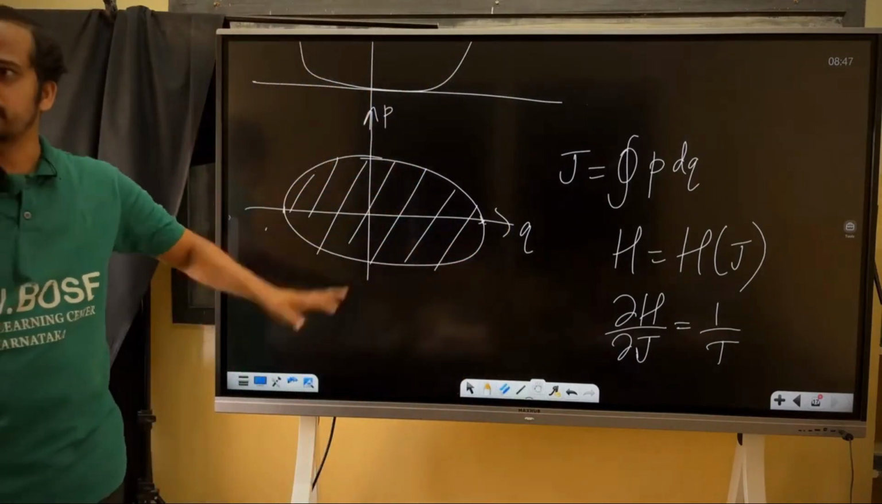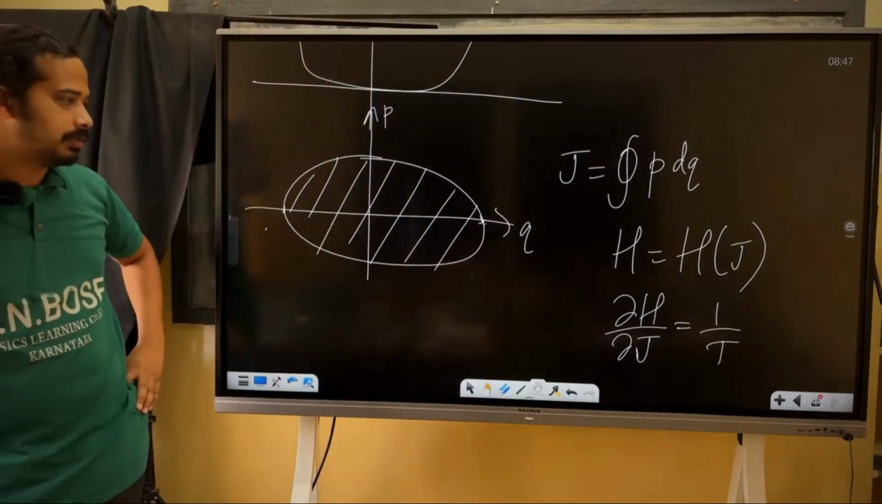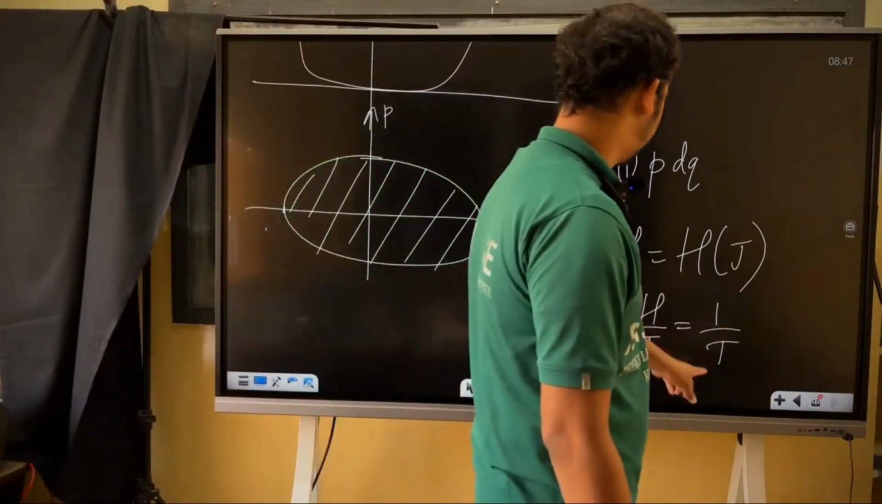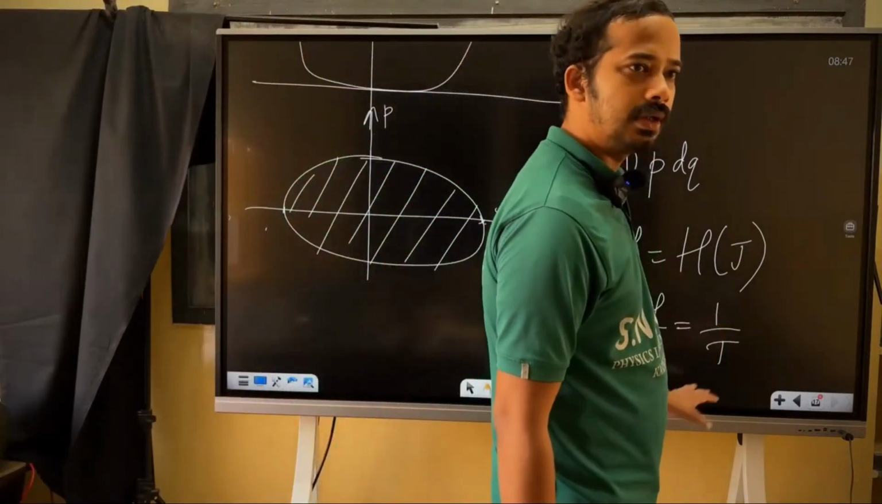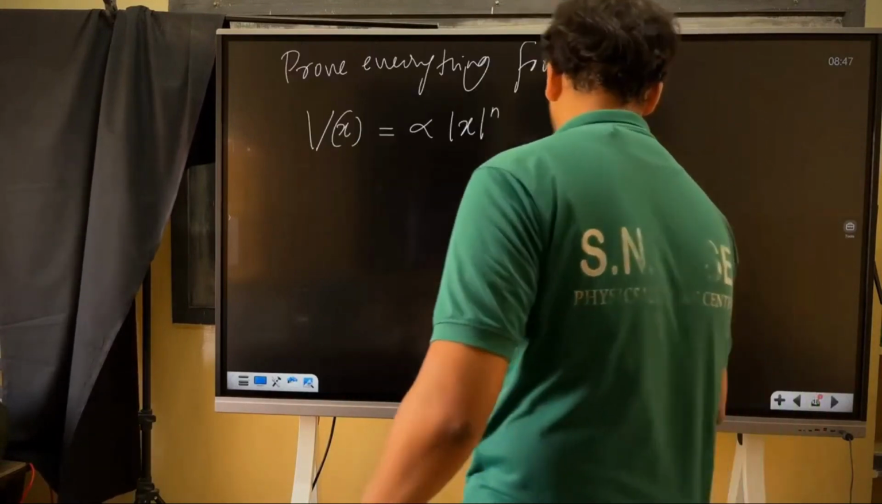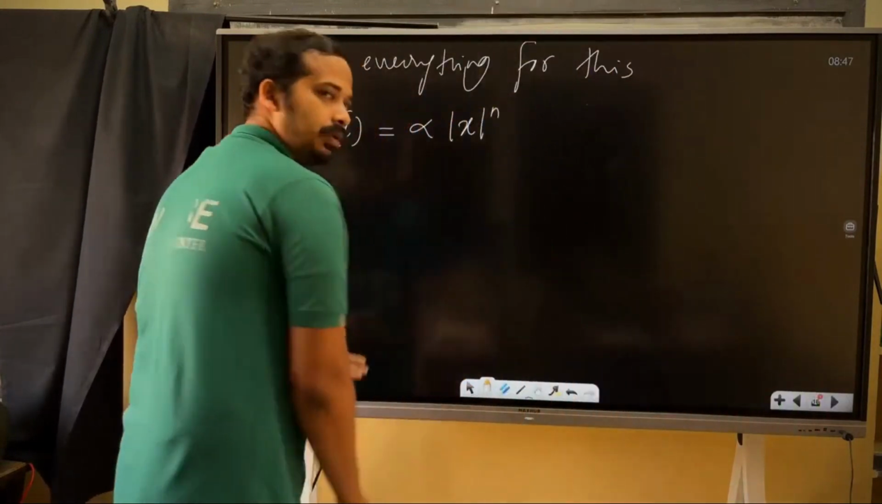We have done. Okay? We have done all the problem. This is the actual theory. Okay? Speak up. 1 by time period. Dou H by dou J. Okay? Speak up. Anyway, I mean, just have a note on this one. Okay? But we already got to know. Okay? How to do this one.